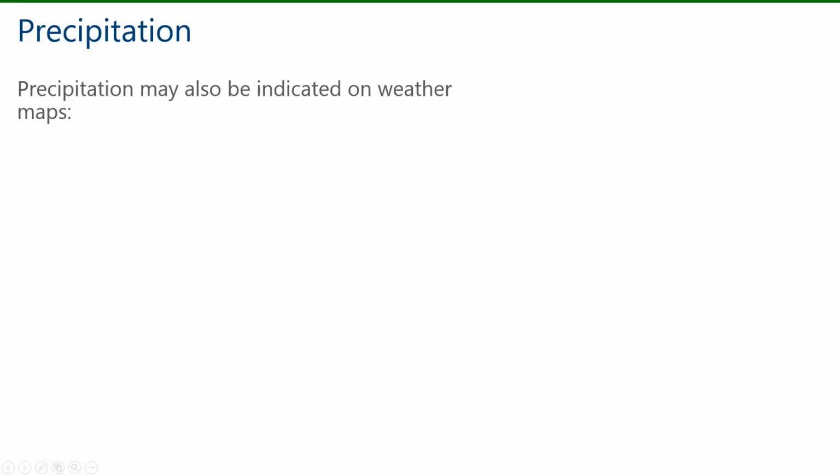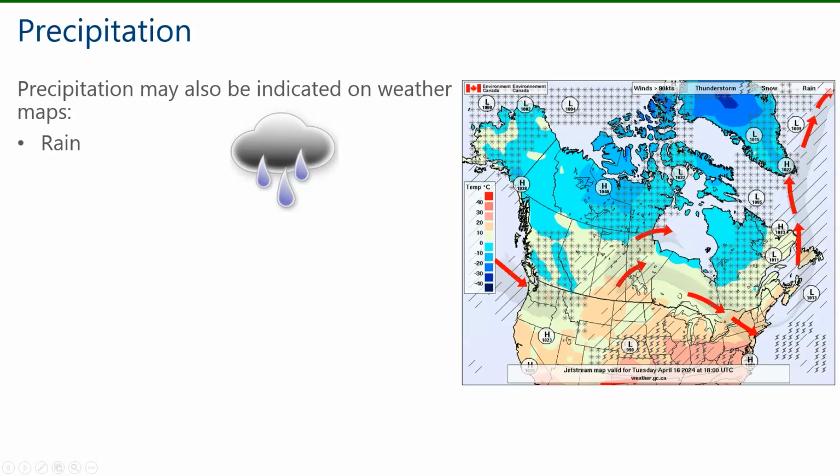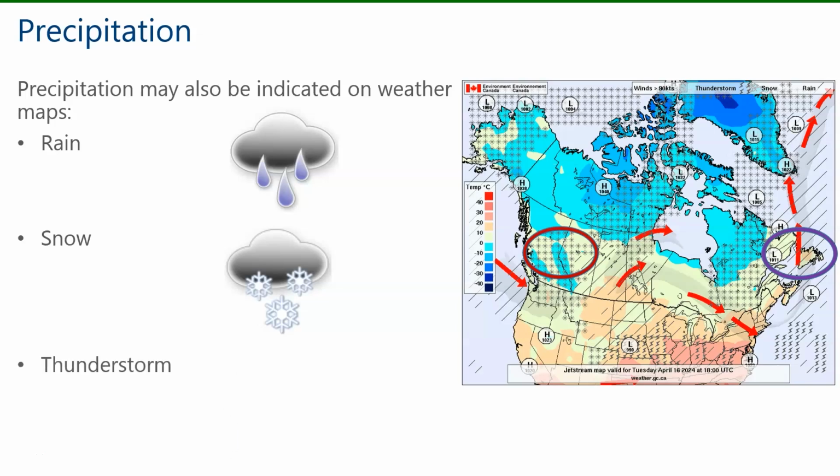Precipitation may also be indicated on weather maps. We have rain, and on a weather map, the symbol for rain looks like this, these kind of slashing lines. And we see on the day this map was created, the island of Newfoundland was experiencing rain. Snow is indicated by a snowflake symbol, and we see that on our weather map. And thunderstorm is indicated by a lightning bolt symbol, and we see in the United States they had some thunderstorms on the day this map was created.